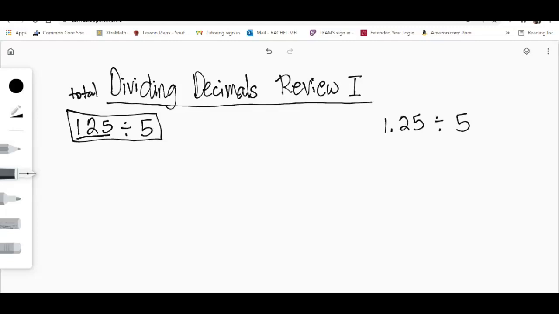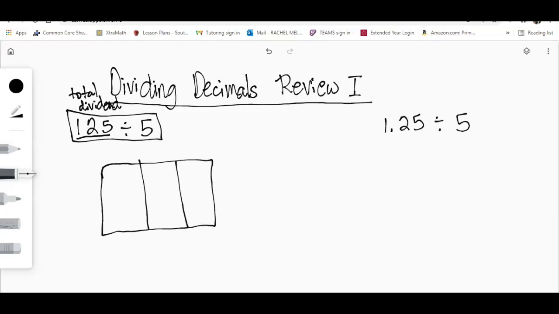otherwise known as my dividend, those are very important vocabulary words, is put into the box. So this is a 3-digit number, so I need a box that has 3 columns. Okay, so 125. My divisor goes outside the box here. So what I'm doing is I'm making groups of 5.